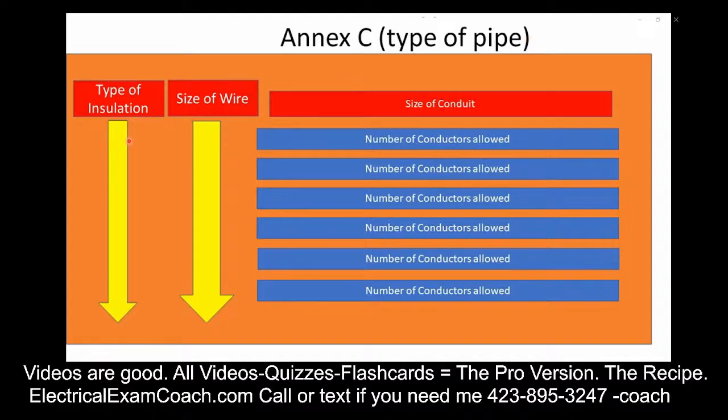And this is where we find some familiar friends: RHH, RHW, THHN, THWN-2, and that's going to be the type of insulation that our wire is coated with. And then the second column is going to be our size of wire. Now, you may find when you're looking that you find your type of insulation, but you don't find your size wire over there in the wire column. That's okay. Just start over until you find the type of insulation again, and then you'll cross over and eventually find your size wire. Then once you find both of those, you'll come across the top of this table and you'll see your trade size of conduit. All of our familiar friends: 1 inch, 2 inch, 3 inch, and so on and so forth.